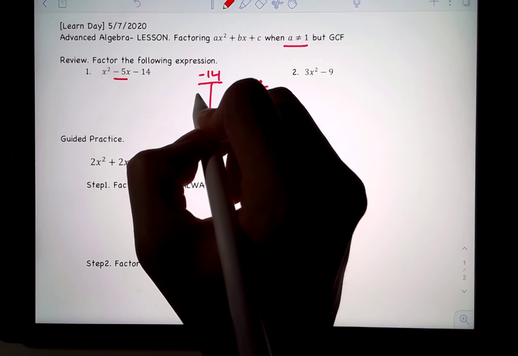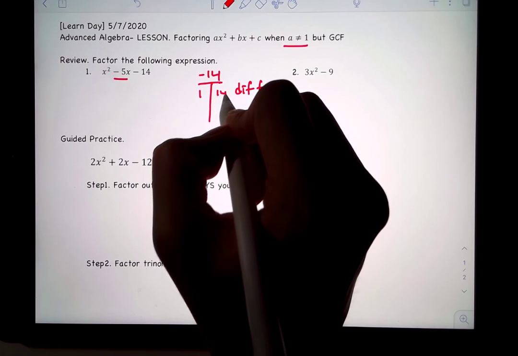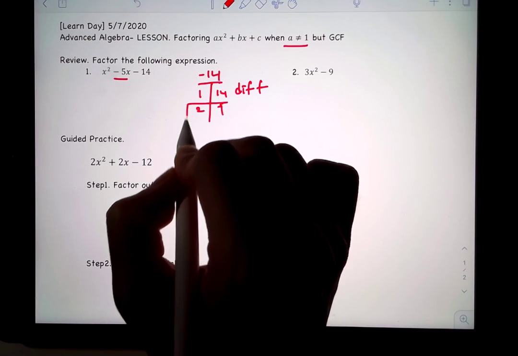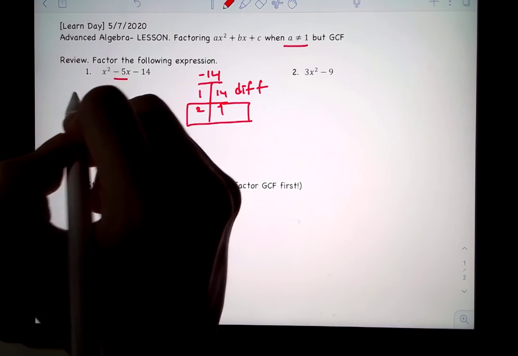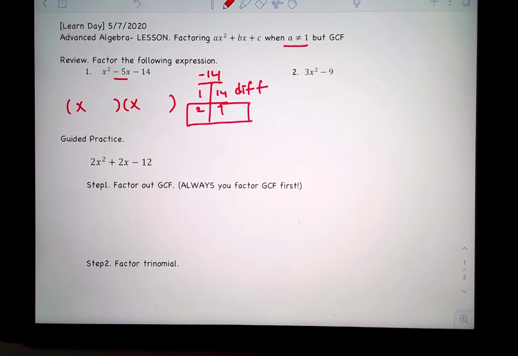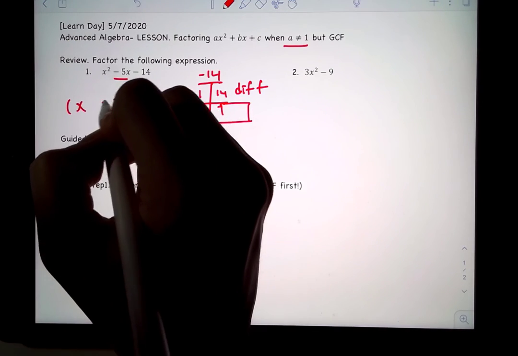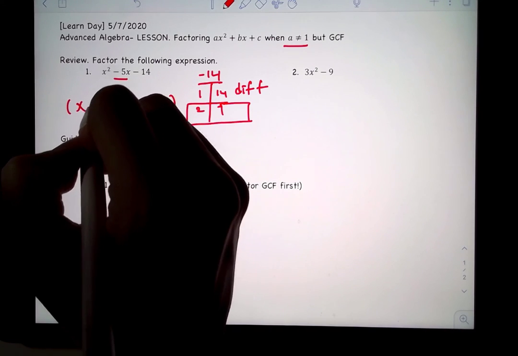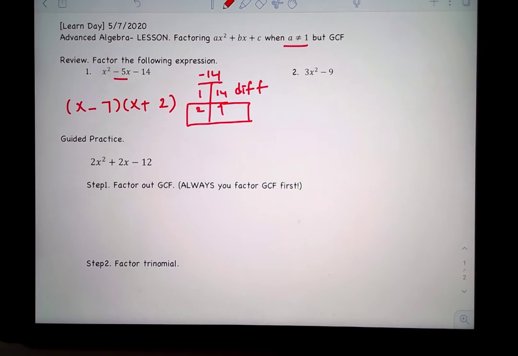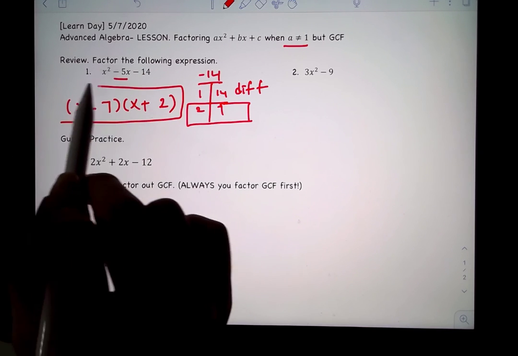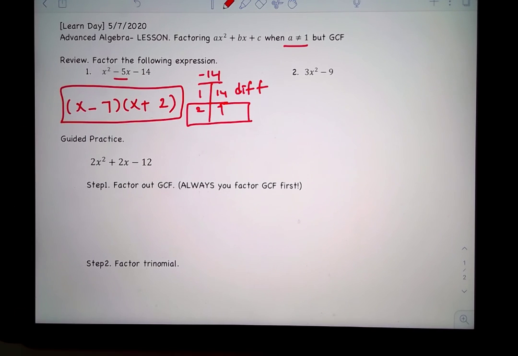First, I'm going to break down the numbers: 1 and 14, 2 and 7. Your difference is 5 here, with 2 and 7, right? So this is my pair of numbers. You write it as x and x like this, and you put the bigger number first, the smaller number later. Match up the signs, and this is plus, right? So you did this one before. This factoring we call trinomial factoring.